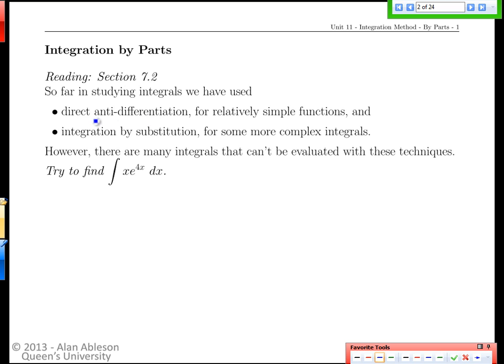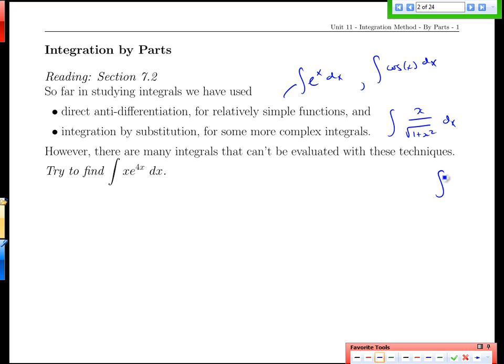Reminder of where we've been already. We've looked at direct antiderivatives or integration when we have relatively simple functions, and that would be cases like the integral of e to the x or the integral of cos of x. Those we can find an antiderivative just by knowing our derivative rules. And we also covered the second method, integration by substitution, and those worked for cases like x over root of 1 plus x squared, or the integral of x squared e to the x cubed. Those were cases where we saw one function inside and its derivative ready to be cancelled when we use a substitution.